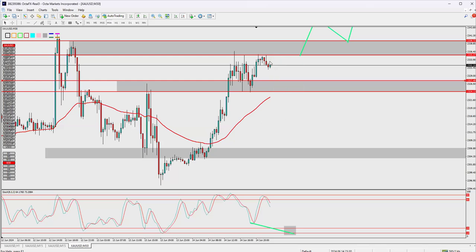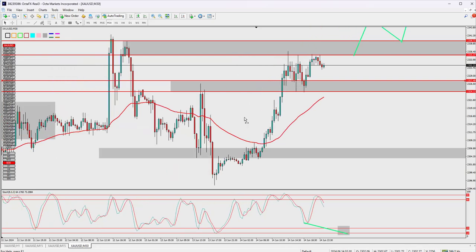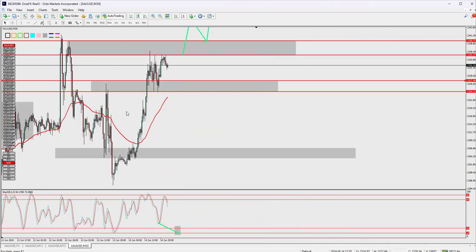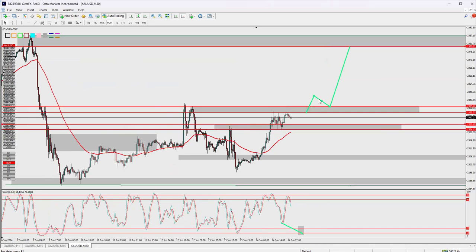Wait for the breakout, or wait until it comes to this zone to enter your buy if there is a confirmation for divergence. So enter your buy, or wait for the breakout, then let's target down here. That's what we are targeting when the market opens.